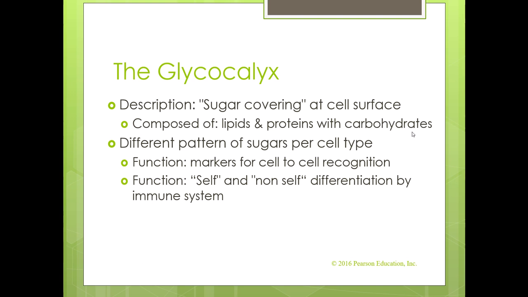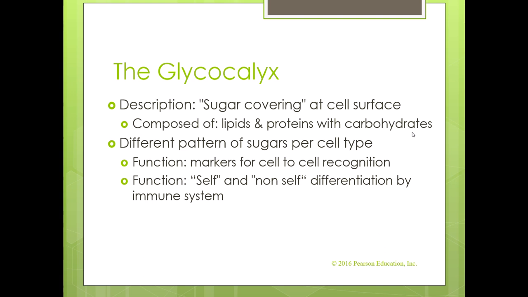My liver has a different glycocalyx pattern than somebody else's liver cells would. If that person donated part of their liver to me because I needed it, or say a kidney, sometimes that leads to organ failure, because the glycocalyx pattern of the donated organ is different than the recipient's glycocalyx pattern. The recipient's immune cells see that foreign glycocalyx pattern and say, oh, nope, not me, not self, must attack it and get rid of it.